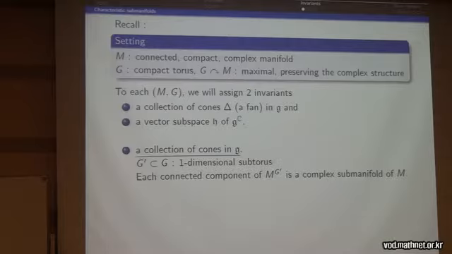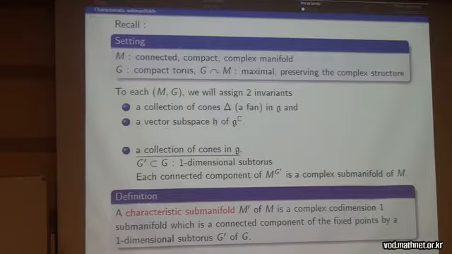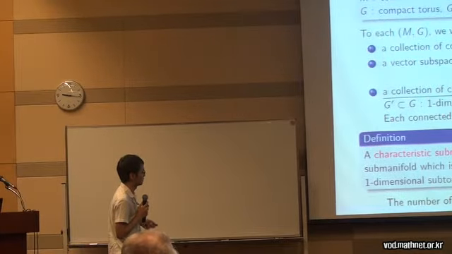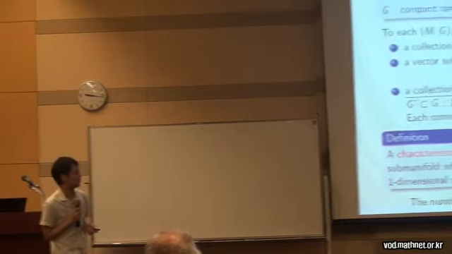Let's consider a one-dimensional subtorus G' of G. Of course, G' is a compact Lie group, so each connected component of the fixed point set is a complex submanifold of M. Now we define the notion of characteristic submanifold. A characteristic submanifold is a complex codimension 1 submanifold, which is a connected component of the fixed point set of a one-dimensional subtorus G' of G. This is an analog of a prime toric divisor. Using characteristic submanifolds, we can define a fan. Since M and G are both compact, the number of characteristic submanifolds is finite.